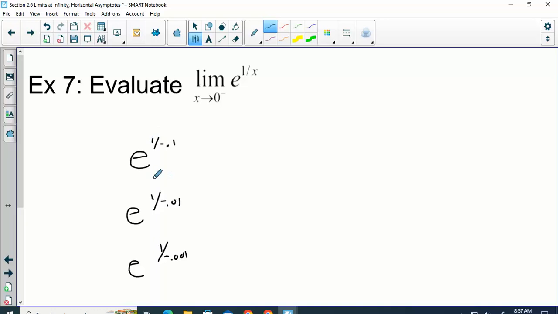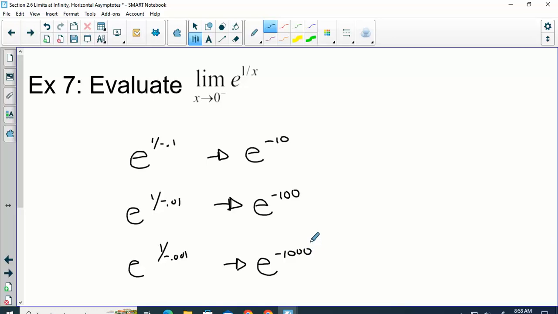All right, grab a calculator. Let's see if we can figure out what's happening to this exponent. What's 1 divided by negative 0.1? What's 1 divided by negative 0.01? What's 1 divided by negative 0.001?